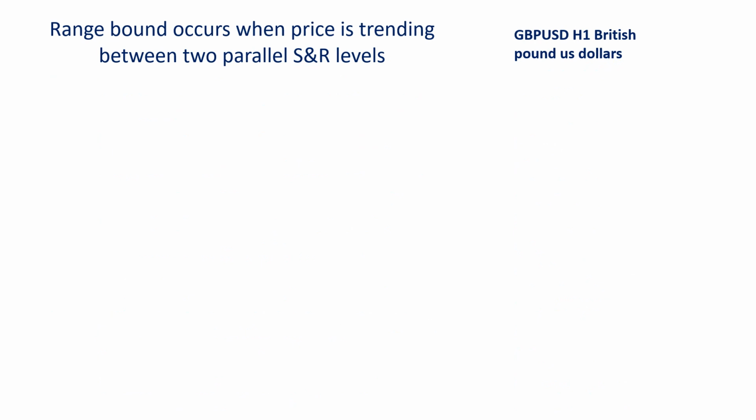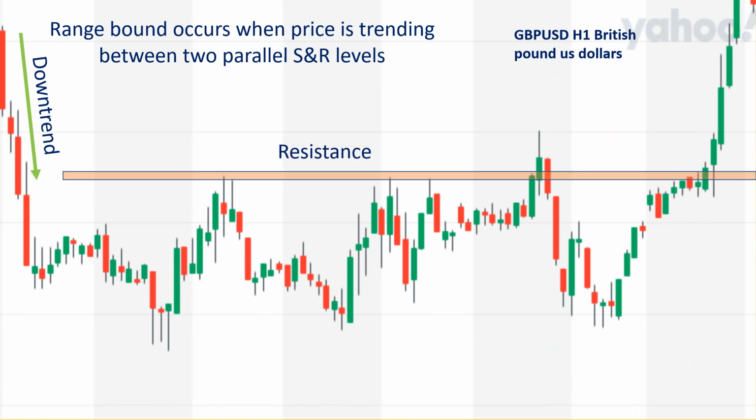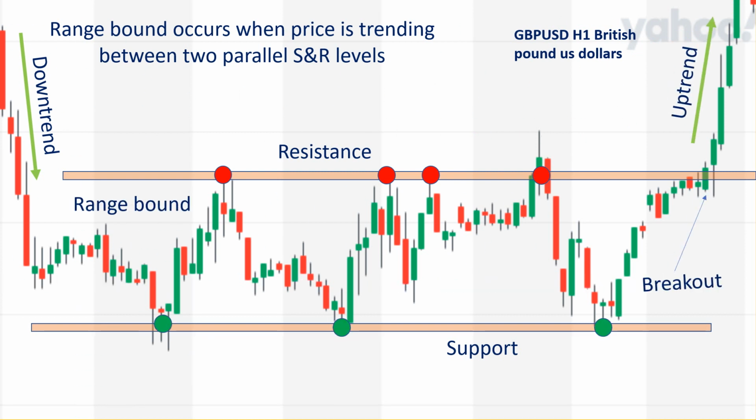Range bound occurs when price is trending between two parallel support and resistance areas. This is the price trend. This is horizontal resistance. That's horizontal support. Number of touches in resistance, number of touches in support. That is the range bound, and that's where the price breaks the resistance and goes upward.